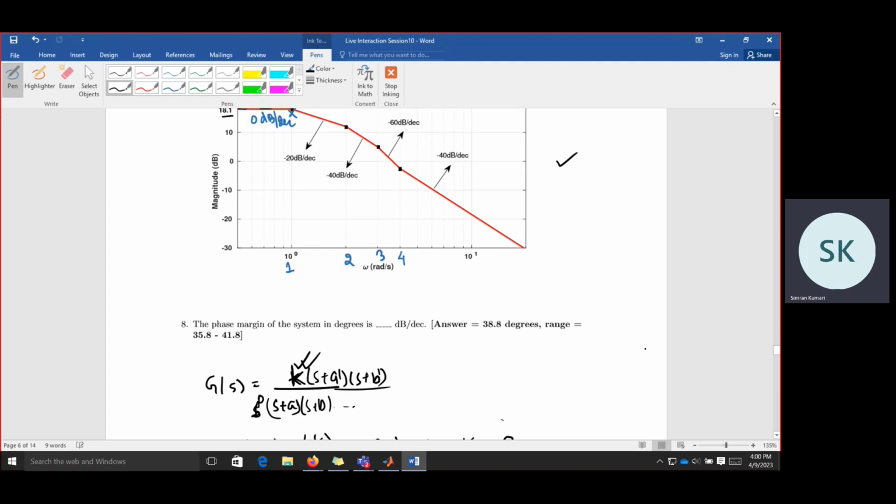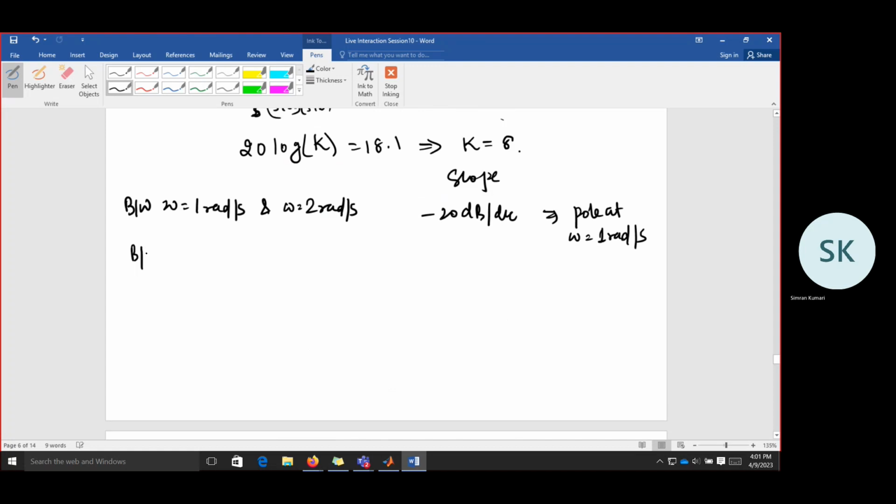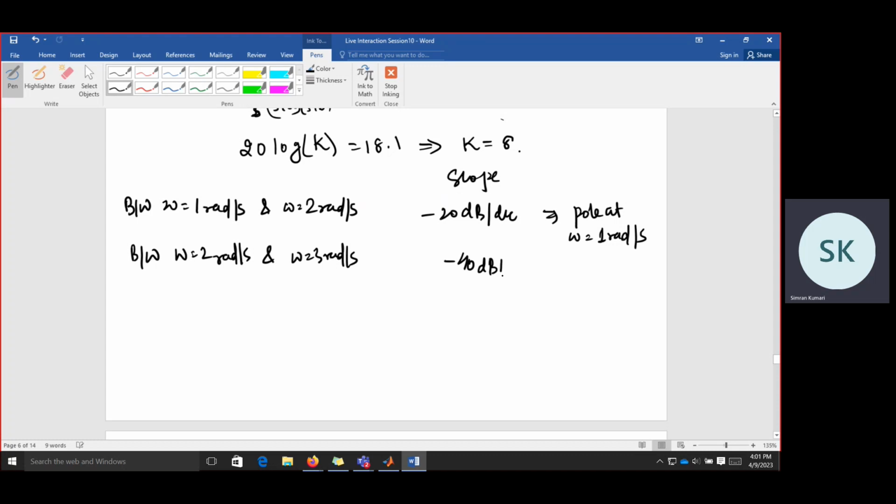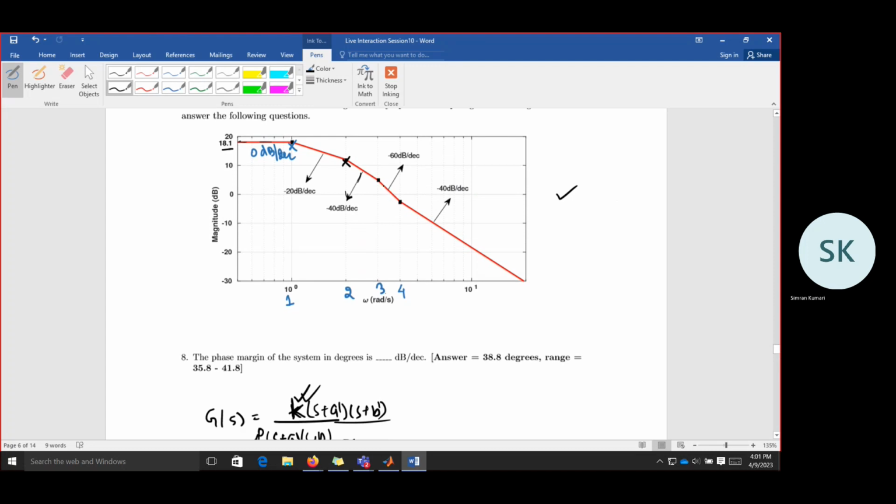Now, for omega equal to 2 to omega equal to 3 radian per second, again the slope has changed and it has decreased by 20 dB per decade. So it's now minus 40 dB per decade. That means again there is a pole at this location. The slope is minus 40 dB per decade, so the slope has decreased. And this implies a pole at omega equal to 2 radian per second. From there again there is a pole here, and from 4 the slope is minus 40. So it has increased by 20. That means there is a zero here.